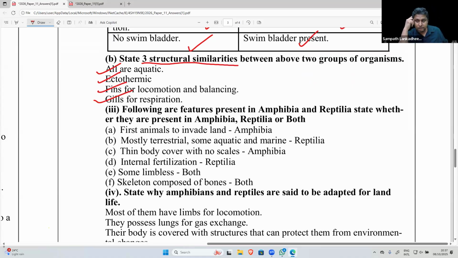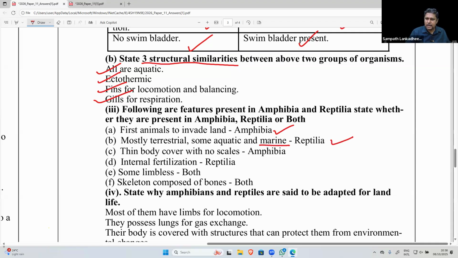Right, next one. The following are features present in Amphibia, Reptilia. State whether they are present in Amphibia, Reptilia, or both. First animals to invade land: Amphibia only, neither. Reptiles didn't come to land first. Mostly terrestrial, some are aquatic and marine: Reptilia, why? Marine members are not present among amphibians.